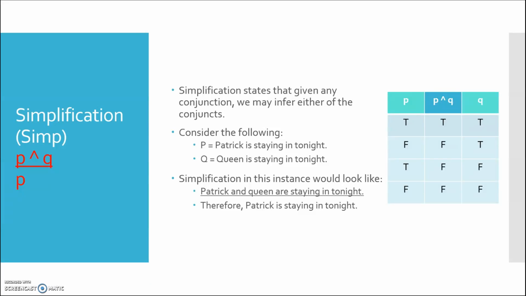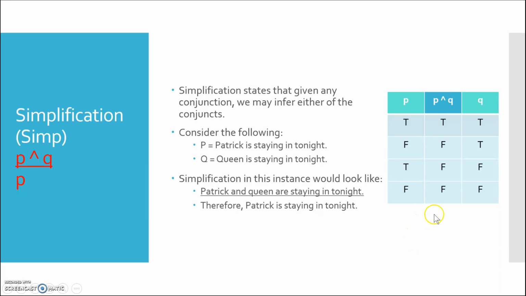Now we move on to our conjunction rules. The first being simplification. And simplification is pretty simple. It states that given any conjunction, we may infer either of the conjuncts. So consider the following. If P equals Patrick is staying in tonight and Q equals Queen is staying in tonight, we might have a compound premise that says Patrick and Queen are staying in tonight. Therefore, we can infer that Patrick is staying in tonight and remove the other conjunct Queen.